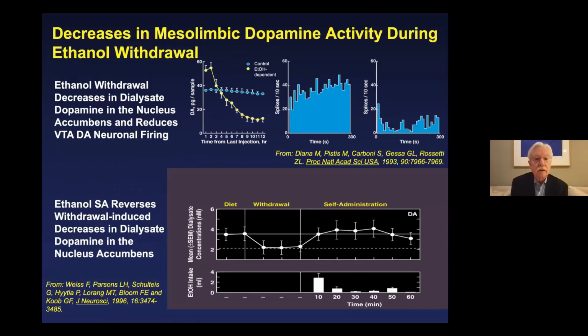So what's the evidence? Well, a lot of animal studies over the years have shown that there are decreases in mesolimbic dopamine activity during ethanol withdrawal, usually measured in the nucleus accumbens with in vivo microdialysis, as you can see in the top panel from the work of Marco Diana. Ethanol withdrawal decreases dialysate dopamine concentrations in the nucleus accumbens, but also decreases VTA dopamine firing during withdrawal. And at the bottom, you can see animals that were maintained on an alcohol liquid diet, put into withdrawal, and they actually, when given access, will self-administer enough alcohol to return their dopamine system to normal levels. And you can see here, there's a decrease in dopamine during withdrawal, and they self-administer enough alcohol to reverse that decrease.